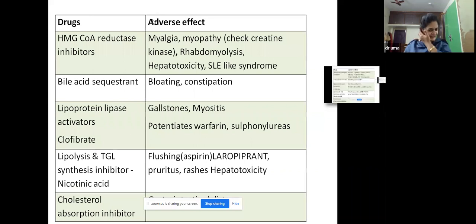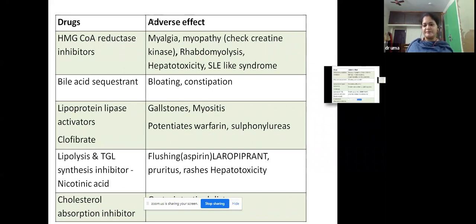Important adverse effects: HMG-CoA reductase inhibitors cause myopathy, myalgia and hepatotoxicity. Bile acid sequestrants produce bloating and constipation. Lipoprotein lipase activators along with HMG-CoA reductase inhibitors cause more myopathy. Nicotinic acid produces flushing, which can be avoided by pre-treatment with aspirin.